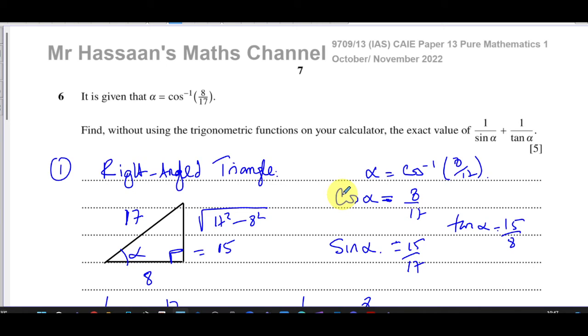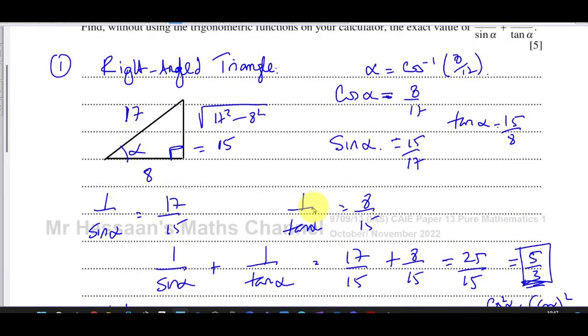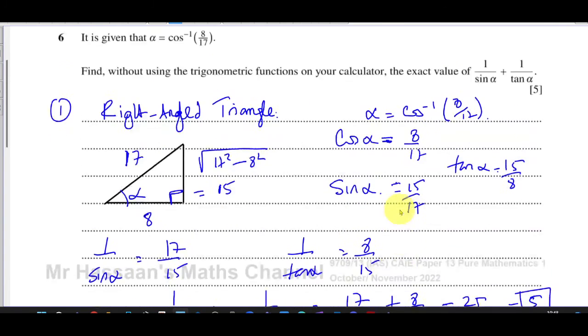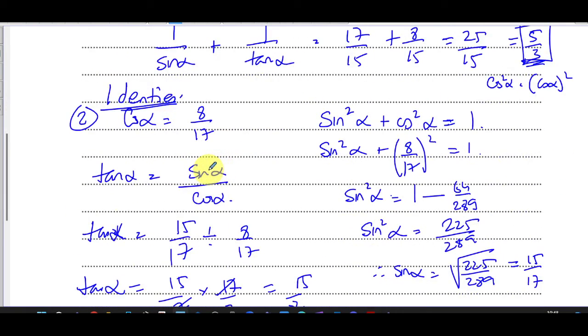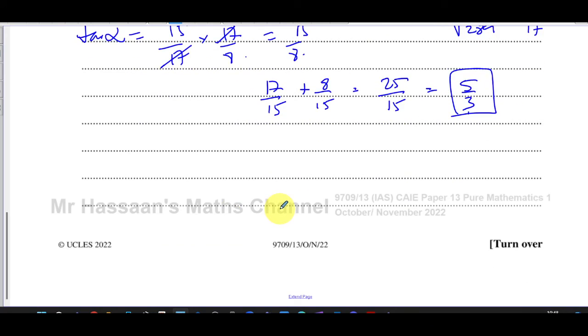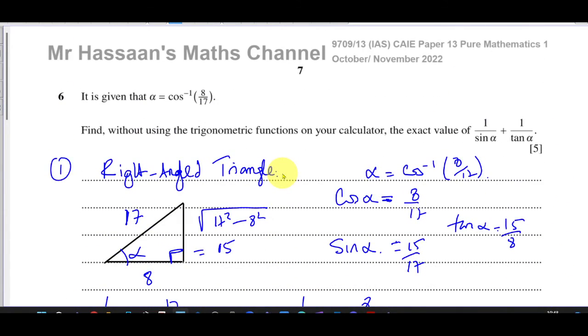So that question, you have to remember, a lot of students say, "Oh, sir, why can't we use our calculator? Put 1 over sine of inverse cosine of 8 over 17 plus 1 over tan of inverse cosine of 8 over 17." If you did that, you won't get any marks because you haven't shown any method, and they want you to do it without the trig functions in your calculator. You can use it for square roots and stuff like that, no problem. But for the trig ratios, you have to show these steps. Either you can show this diagram and what you did, or you can show using these two identities. That concludes this question, which is the only part of question 6. So question 6 is done from this paper.